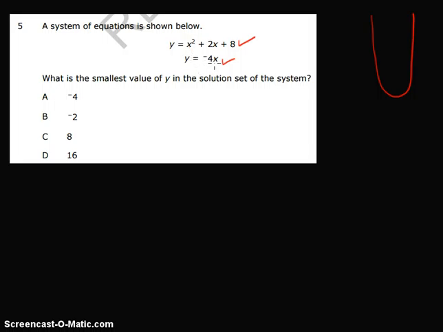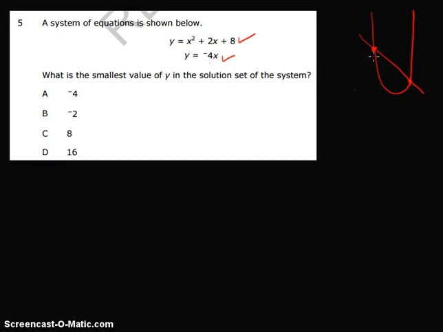And then y equals negative 4x is a linear, so I'm going to go ahead and draw it this way, because since it is a negative, the slope is going to be downward. So it's not going to be exactly like this, but I just want you to see what we're looking for. We're looking for the intersection of these two graphs, and that's going to be the solution. And then they want us to find the smallest of the y values. So ultimately we're looking for this y value.